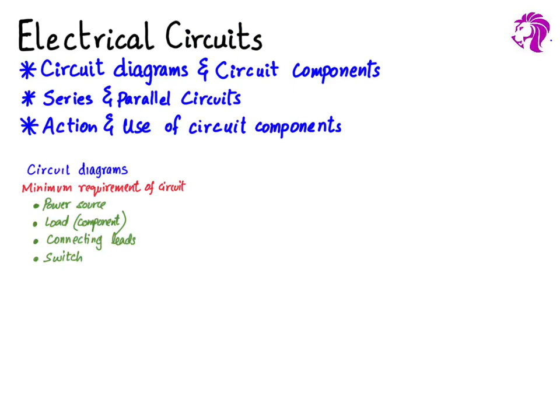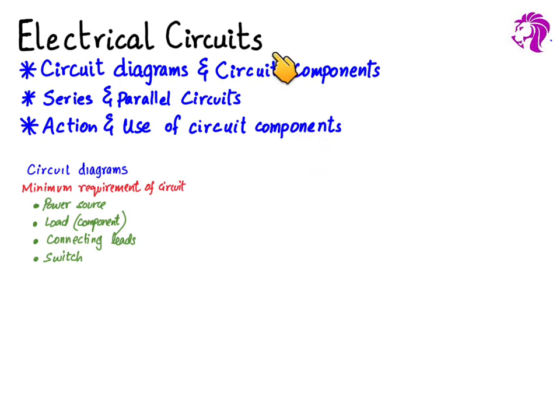Okay, when we talk about electrical circuits, these are the learning outcomes that we should know. In fact, 3 learning outcomes. We should be able to draw circuit diagrams and circuit components. We should be able to work out series and parallel circuits, and the action and use of circuit components is what we should know by the end of this chapter.